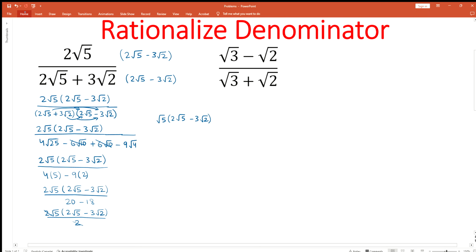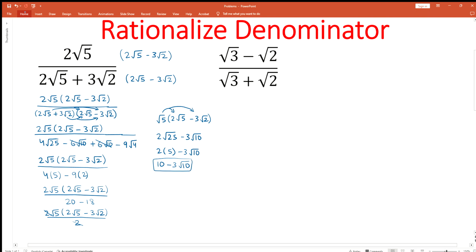Next, we should distribute square root 5 in the parentheses. We should multiply both terms in the parentheses by square root 5. Square root of 25 is 5. This should be the final answer for the first expression. We have rationalized the denominator. We cannot combine these terms because these are not like terms.